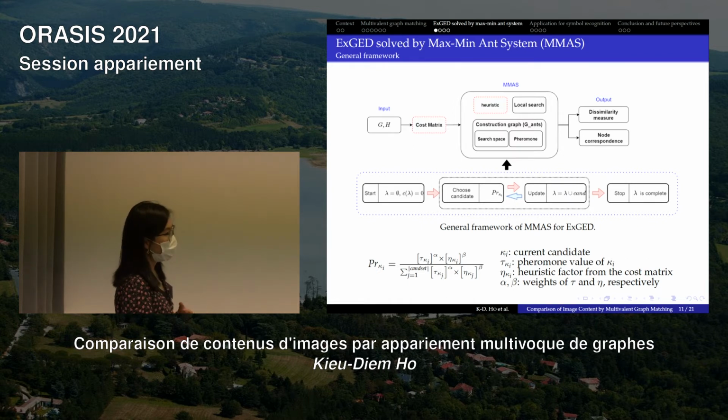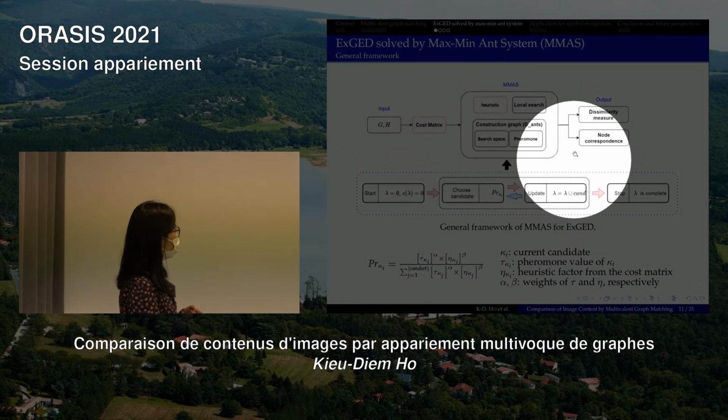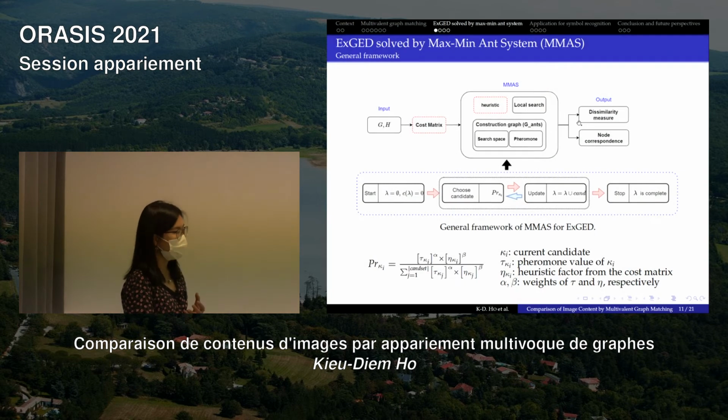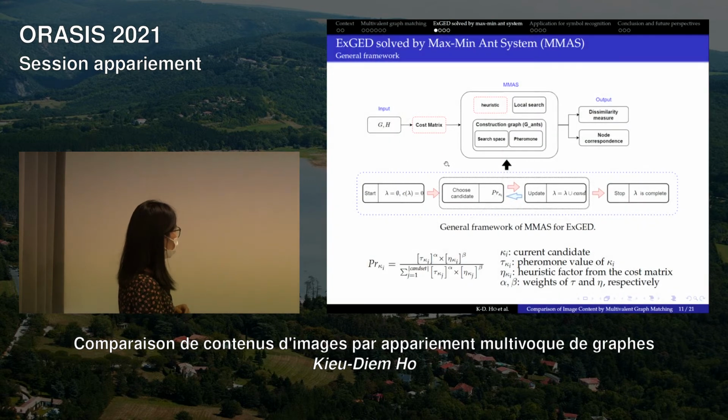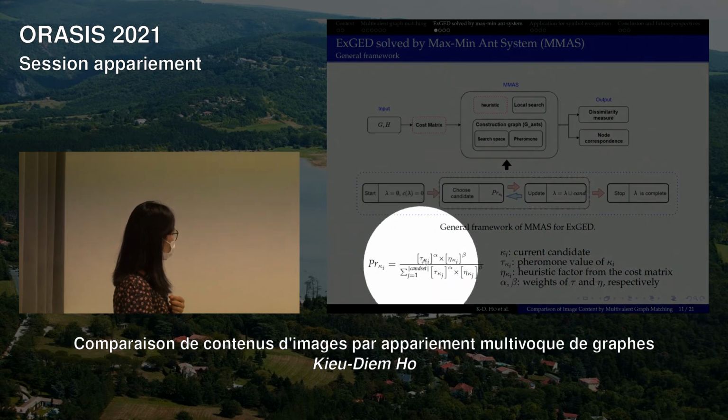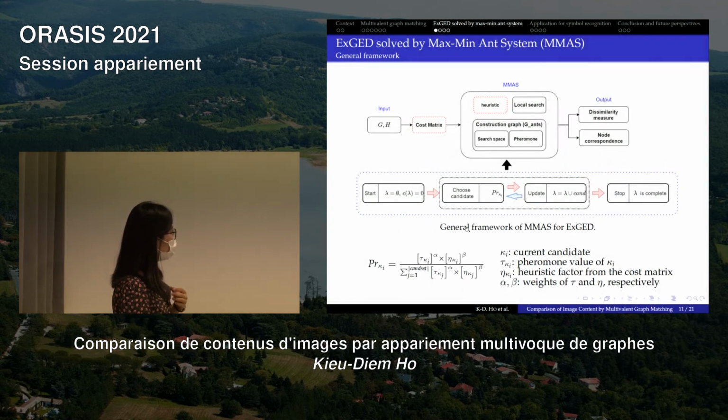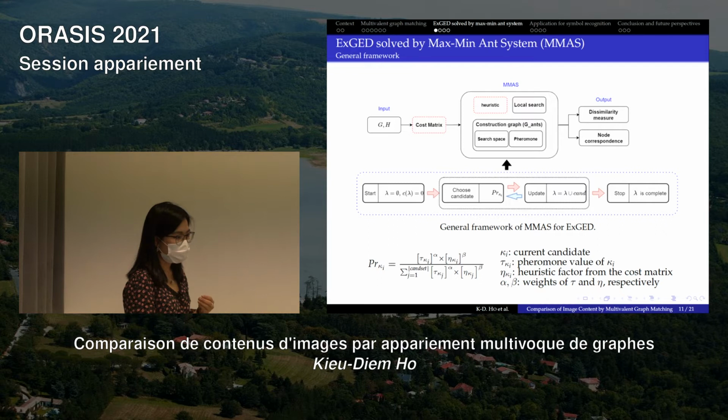The local search is optional. It can help you to improve the solution quality, and at the end it will give you the best edit path that contains the dissimilarity measure and the node correspondence. And here is how, within an ant colony, each ant will start with an empty edit path. It will update the candidates based on the transition probability here, and then it will continue until the edit path is complete.